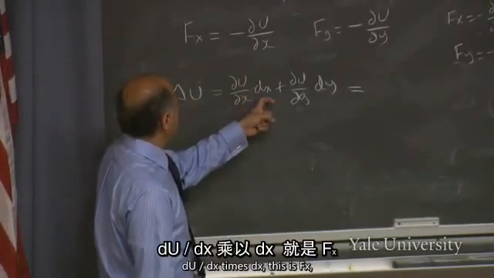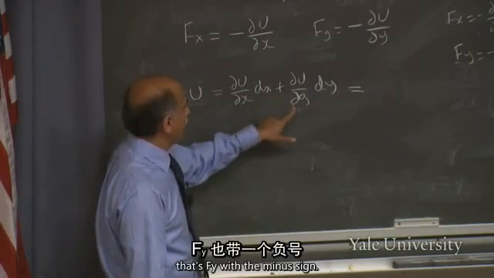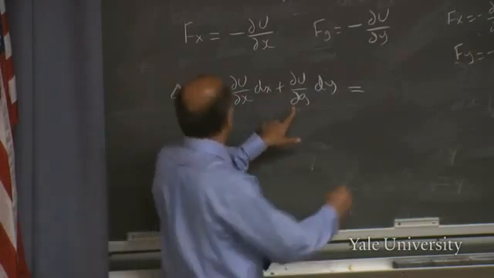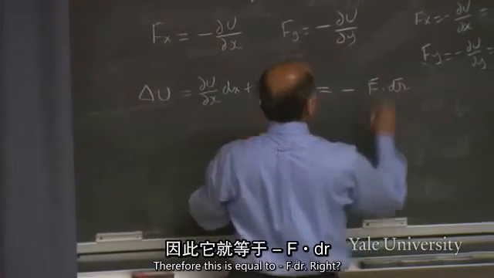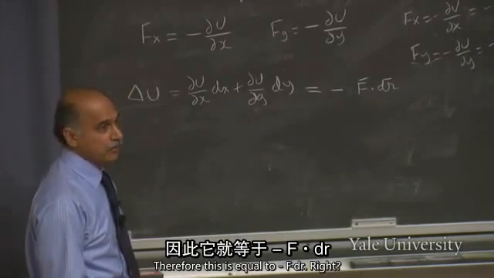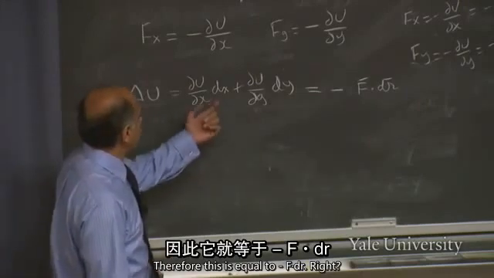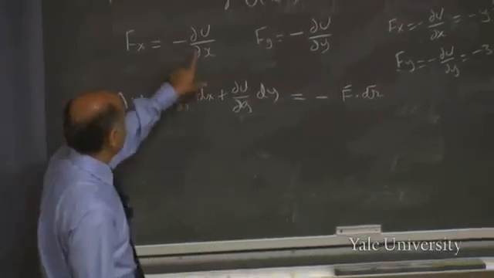But who is this? You notice what's going on here? Du dx, this is Fx with a minus sign. That's Fy, with a minus sign. Therefore, this is equal to minus F dot dr. Right? Because we agreed the force that I want to manufacture is related to u in this fashion.